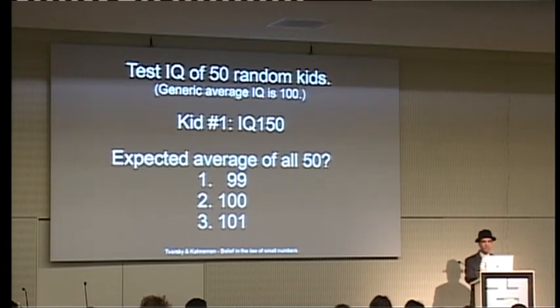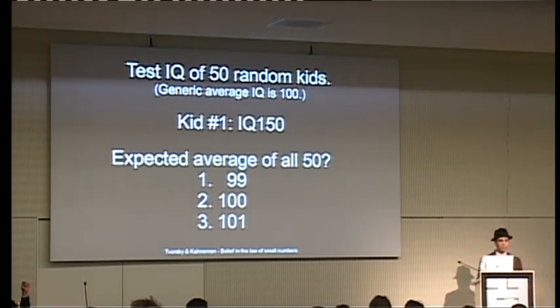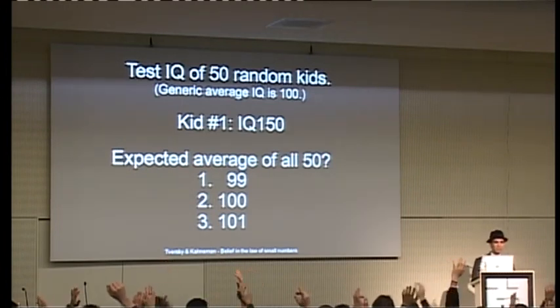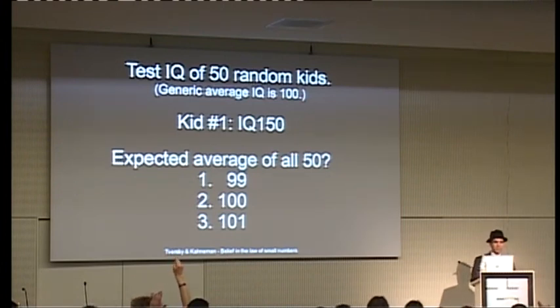Suppose you're testing the IQ of 50 random kids. Generally, the average IQ is 100. The first one is a genius. You still have 49 kids to test. What do you expect their total IQ average to be? Who thinks it's 99? Raise your hand. Who thinks it's 100? Who thinks it's 101? Okay, those of you who think it's 100, you would suck at gambling.